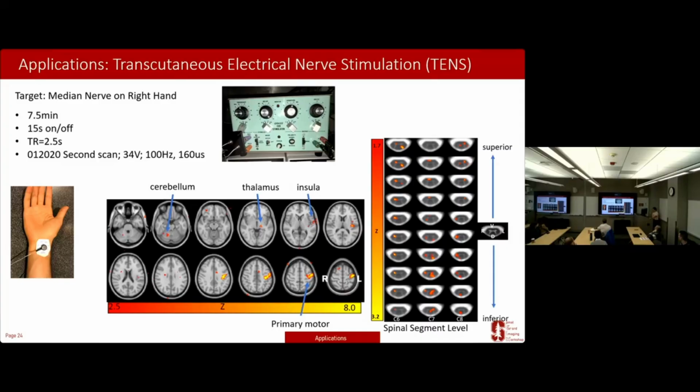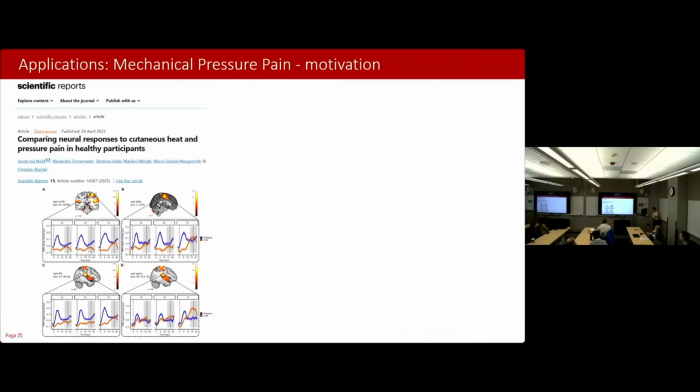Spinal cord activation spread out across segments C6 to C8, mostly on the right side, but there's some activation on the left side in C7 as well. But it's a single subject, so we haven't done TENS too much yet. Let's see.